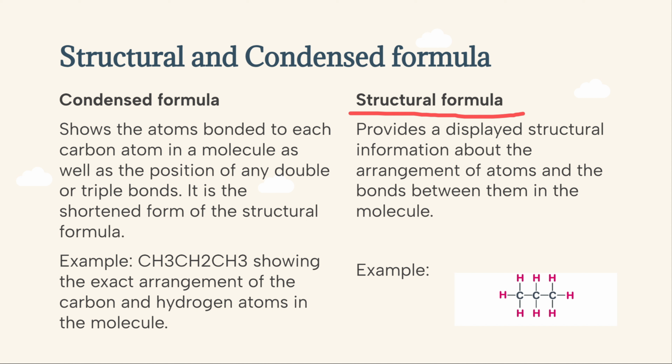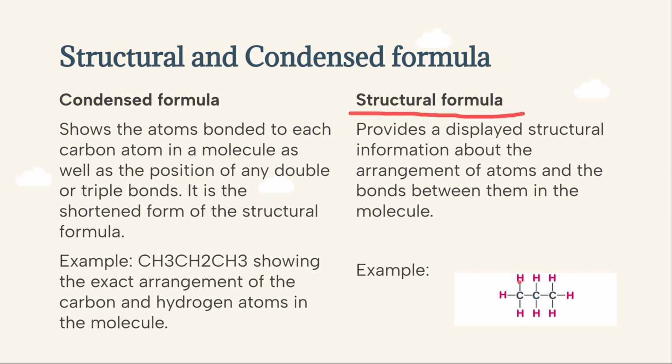Now, condensed formula is when you remove the dashes and just write it as is. Usually when we're writing the condensed formula, we write it from left to right, the same way you would read. The condensed formula shows the atoms bonded to each carbon atom in a molecule, as well as the position of any double or triple bond. It is a shortened form of the structural formula.